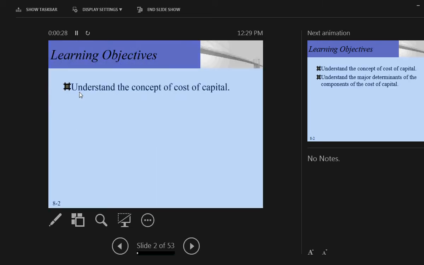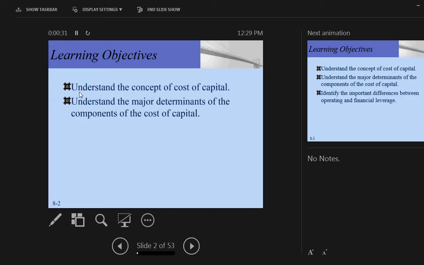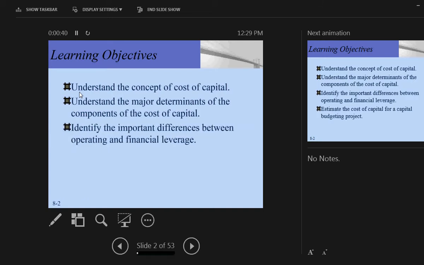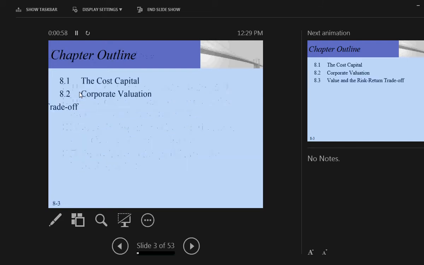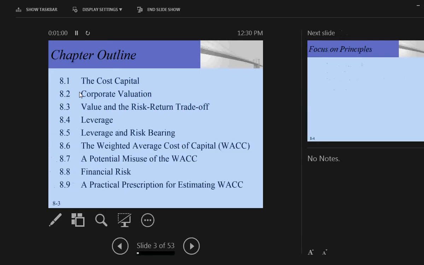Okay, so the learning objectives for this chapter are understanding the concept of cost of capital, understanding the major determinants and components of the cost of capital, identifying the differences between operating and financial leverage that both are going to have important implications for cost of capital, and then an easy and simple way to calculate cost of capital for capital budgeting projects. Okay, so as usual, I'm gonna skip the chapter outline here.